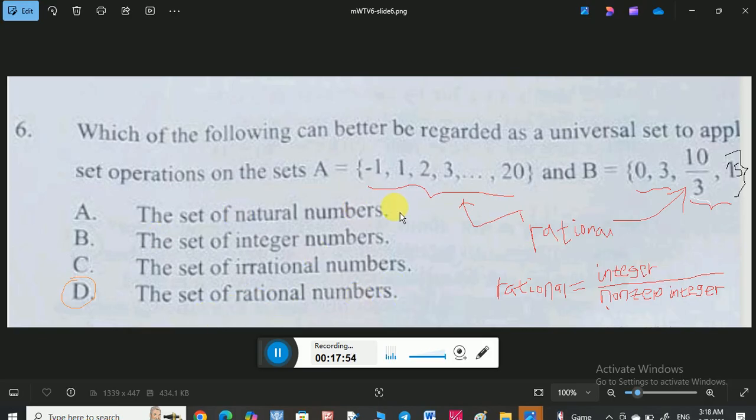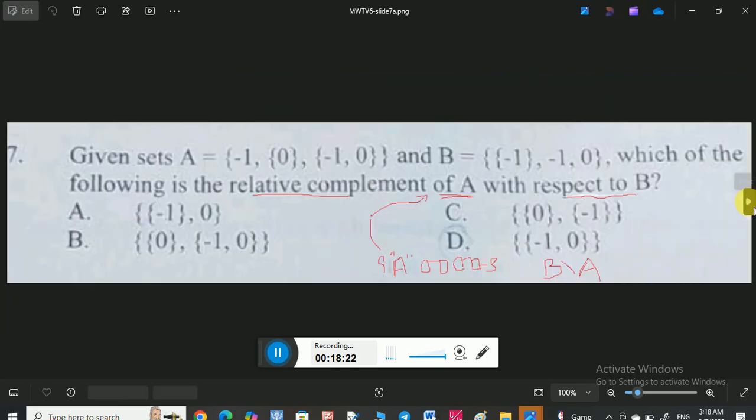The set of natural numbers cannot be the universal set because negative numbers are included in this discussion. The set of integer numbers cannot be the universal set because fractions are included. The set of real numbers cannot be the universal set because no irrational number is given here. So the correct answer is D. The set of rational numbers is appropriate to be used as the universal set for this discussion. The answer is D. Next problem.